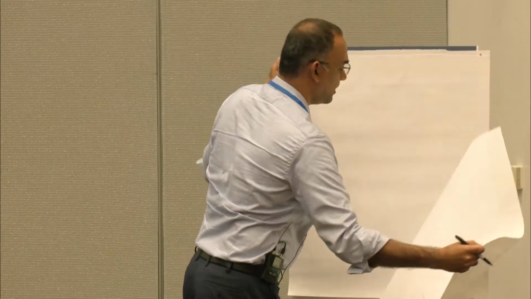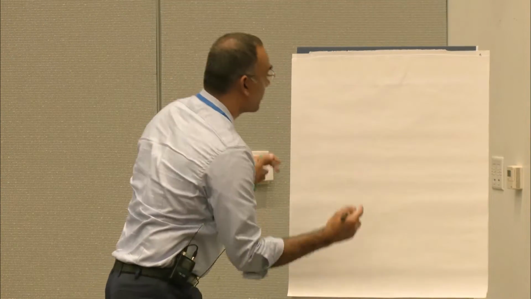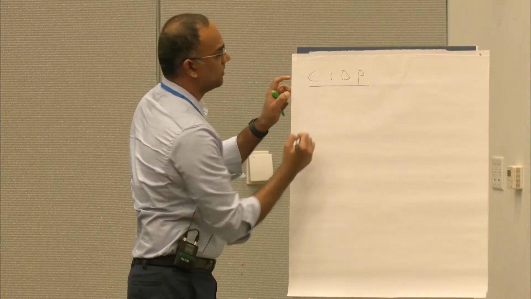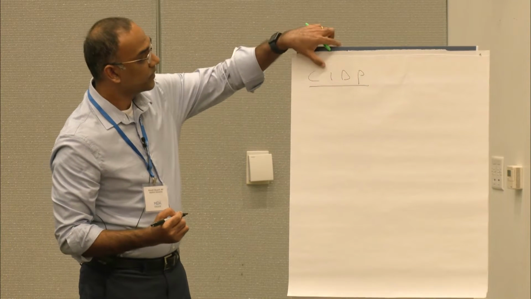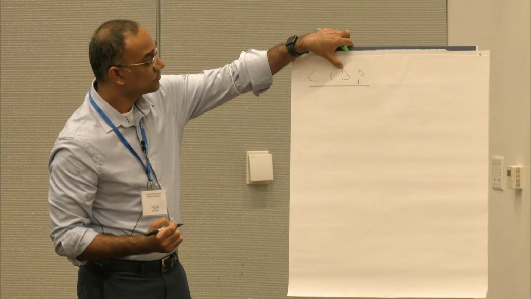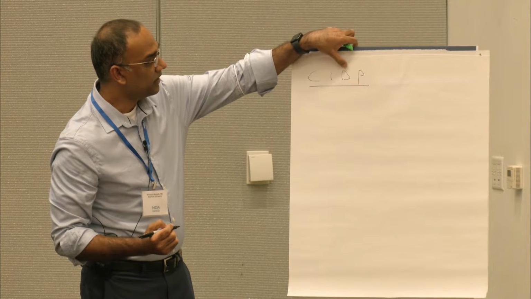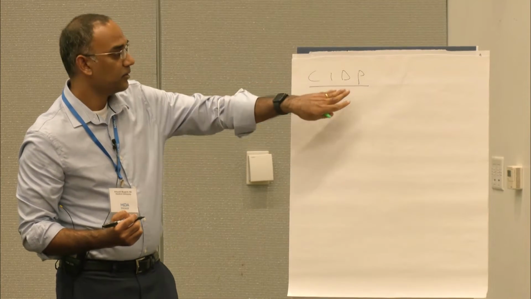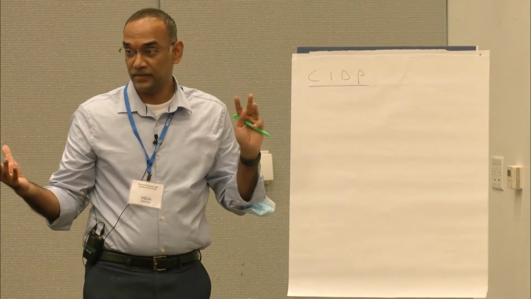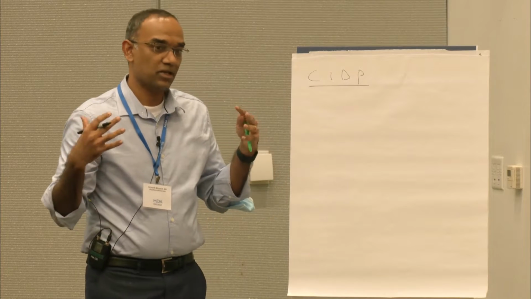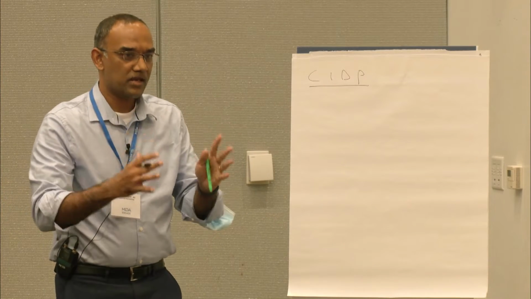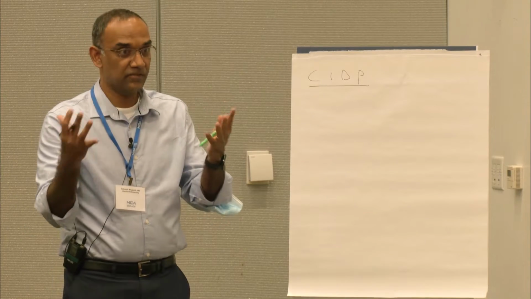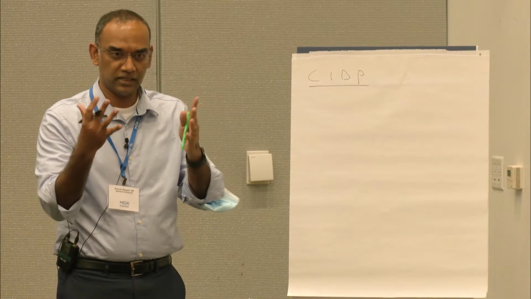And so for the CIDP part, chronic, immune-mediated, or inflammatory, demyelinating polyneuropathy. We can go backwards. Polyneuropathy means multiple nerves are involved. Generally, patients will have weakness and numbness and pain because nerves are involved, which causes neuropathic pain or nerve pain.